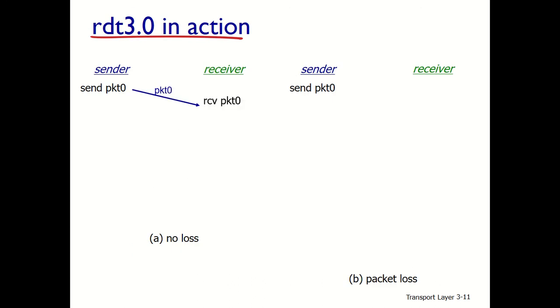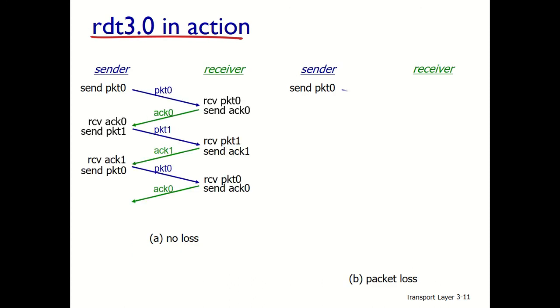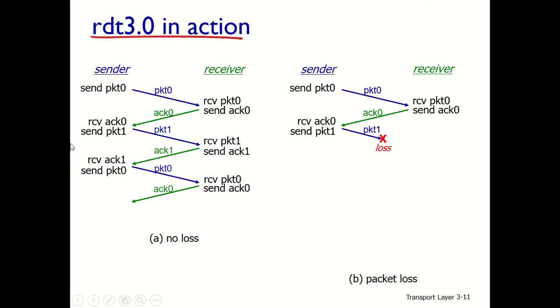Now we are going to discuss RDT 3.0 through examples. Suppose the sender sends packet number 0. When packet number 0 is transmitted, the timer will be started. It is received correctly, so the receiver will send acknowledgement number 0, because this is the last packet that was received correctly. When acknowledgement 0 is received within the timer, the timer will be cancelled and the next packet will be transmitted, packet number 1.